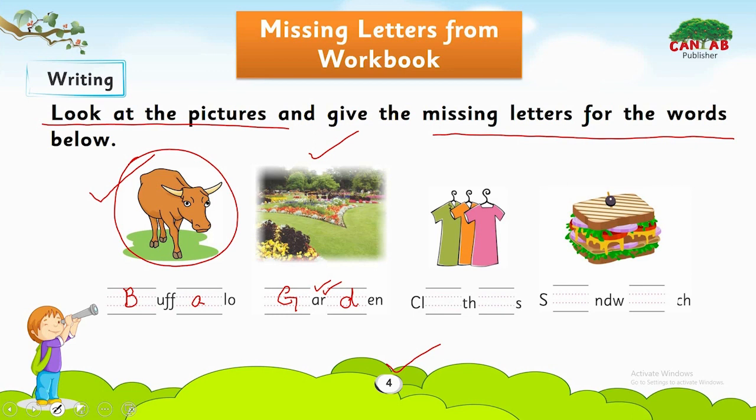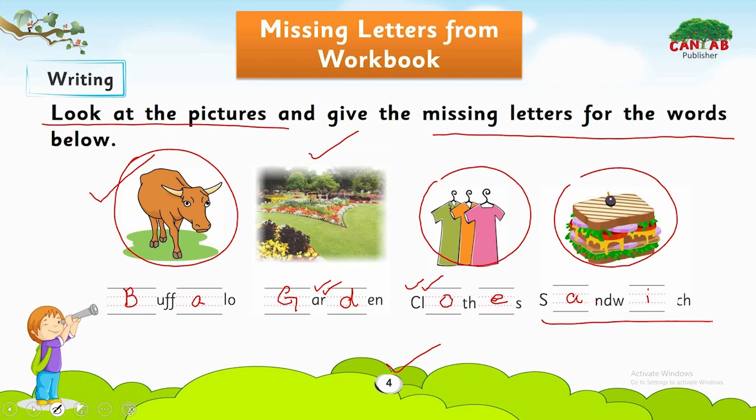The third one is what? What are these? These are clothes. So the spelling is C-L-O-T-H-E-S. Now the fourth one, what is it looking like? What is this? This is a sandwich. So you have to fill up the missing letters. That is S, then A, then N, D, W, I, C and H. So what is it? That is a sandwich.